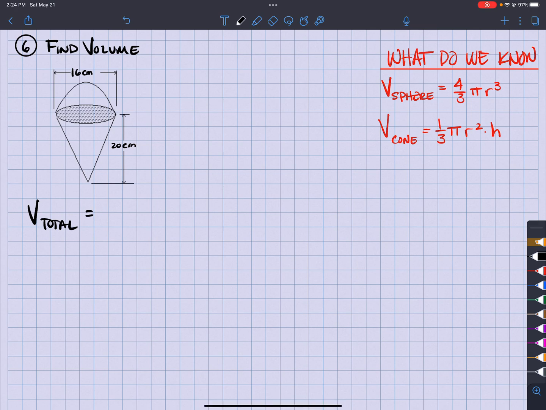So the volume total is going to equal half of the volume of a sphere. So it's going to be, let's see if I can draw this here. Right, so that's this half of the sphere plus the volume of the cone.